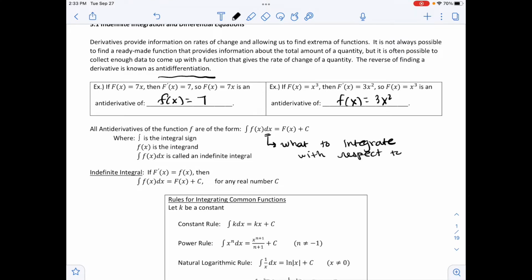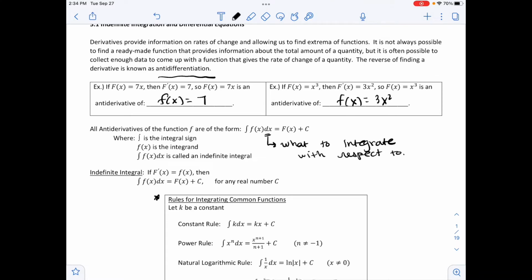Just like when we were taking derivatives, we would sometimes take the derivative with respect to x or with respect to y. This is telling us how to integrate or take the antiderivative of the function. So an indefinite integral is where F prime of x equals f of x, and the integral of f of x dx equals F of x plus c for any real number c.